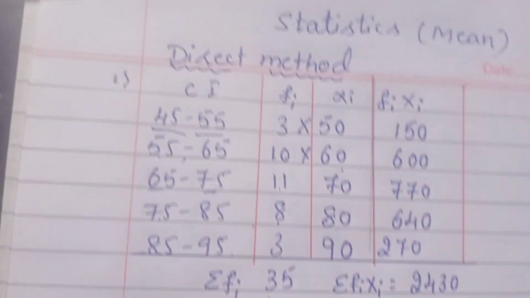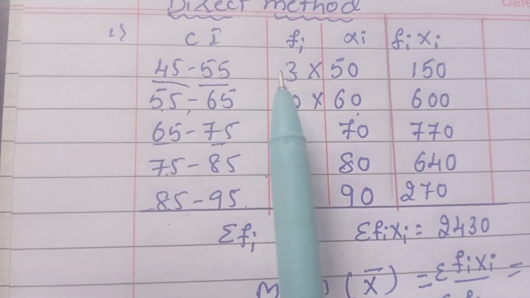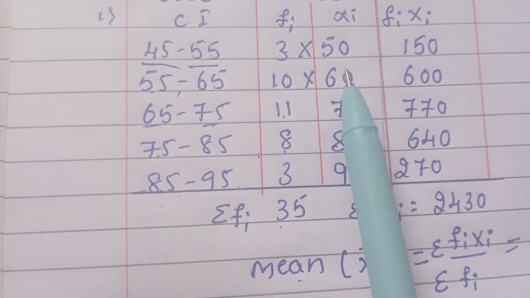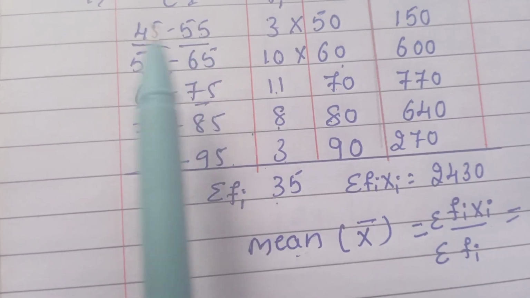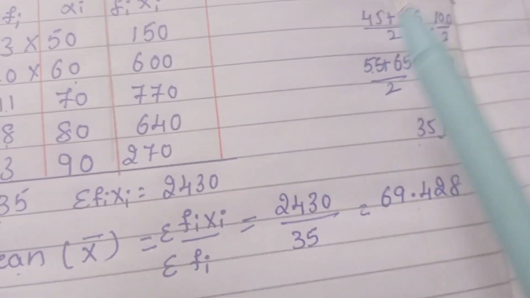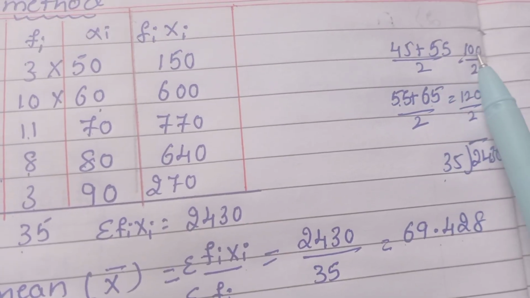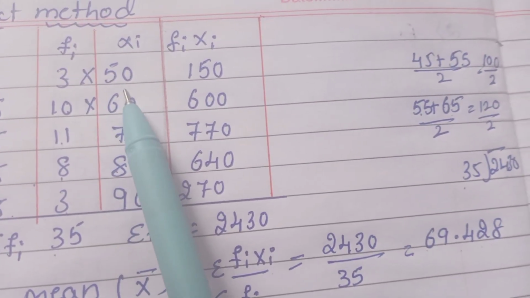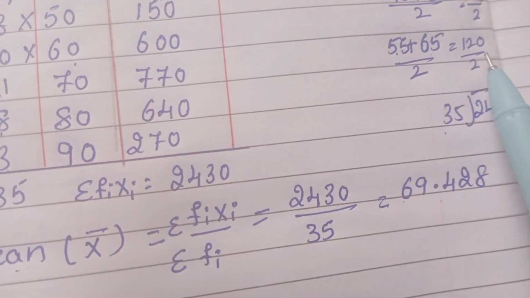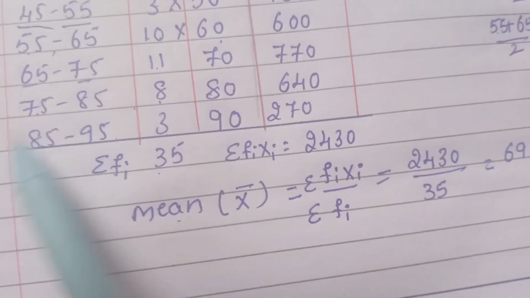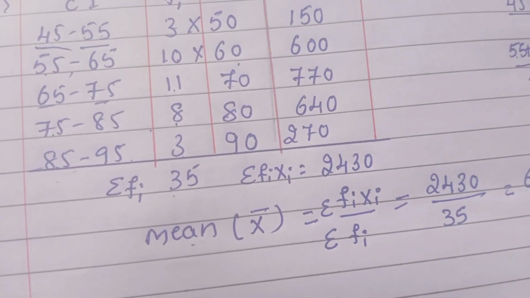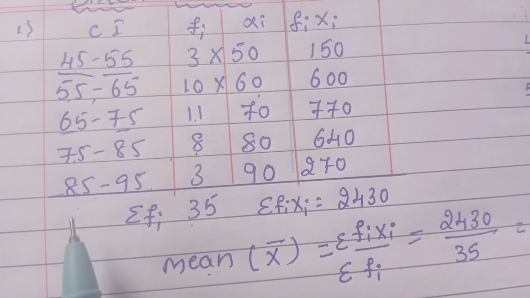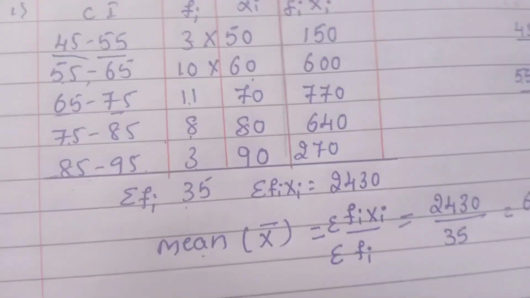How do we get it? What should we do first? Class interval and frequency are given. First we should find the midpoint. How to find the midpoint? Add upper limit and lower limit, divide by 2. 45 plus 55 is 100, divide by 2 is 50. 55 plus 65 is 120, divided by 2 is 60. 65 plus 75 is 140, divide by 2 is 70. The average of upper limit and lower limit, that is the midpoint.